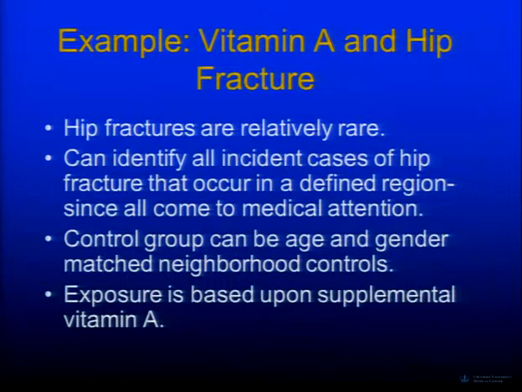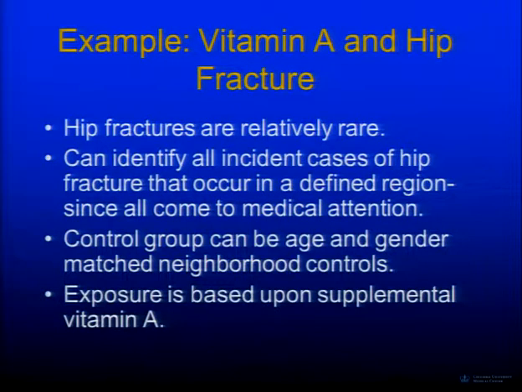So someone set out to do a hip fracture study. Because hip fractures are relatively rare, they are ideal for a case control study. We also know we can identify all cases of hip fracture, because all will come to medical attention. Most will come to the hospital and require a hospital stay. For the control group you have different options, but it's possible to get a control group of a similar age and the same gender.